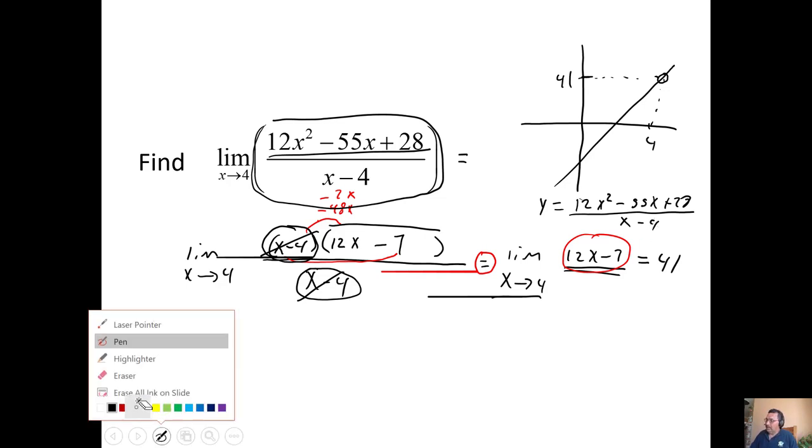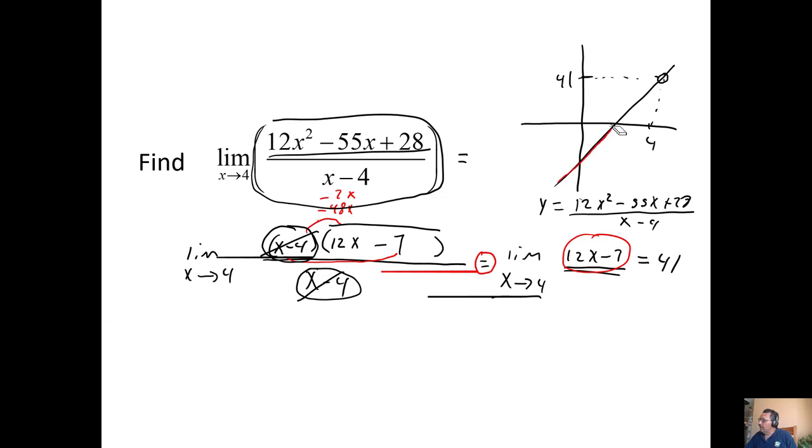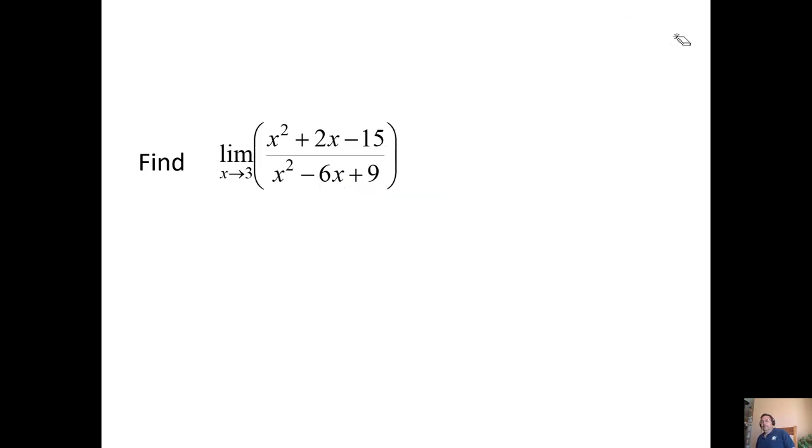And if you just drew right over it, then there is no hole there. That would be y equals 12x minus 7. There's no hole at 4. At 4, the output is 41. And that has no hole in it. Okay. That's what's going on there. So go ahead and pause the video and try that one. All right, so go ahead and try this problem. Pause the video.